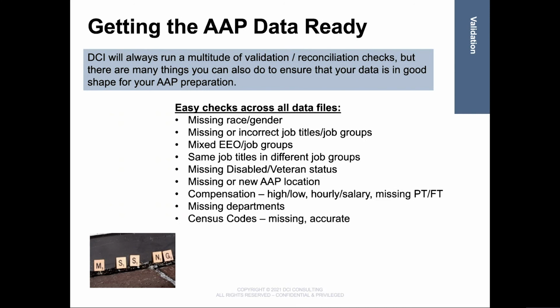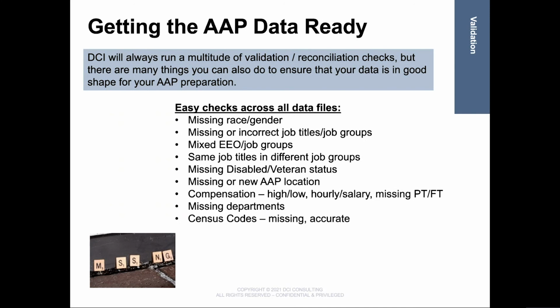If you have people missing job titles or in the wrong job title, you're going to want to change those. If you see mixed EEO and job groups, we talked about that. Remember the crane operator who was listed in 3 different job groups and EEO codes, those are problematic. Same job titles in different job groups, missing disabled or veteran status.